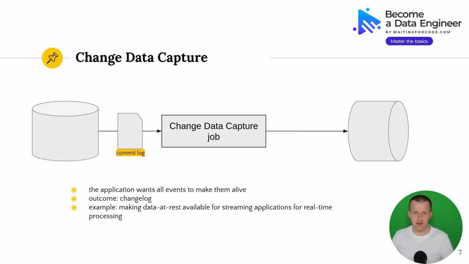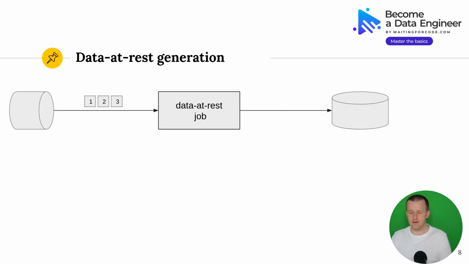And one of the end examples is making this data available for streaming processing. And there is also another example or purpose that you maybe have seen in the previous modules, so data at rest generation. So remember, we will not always need streaming processing in many places, but pipelines will be enough. And for making them run, you will of course need data at rest storage.